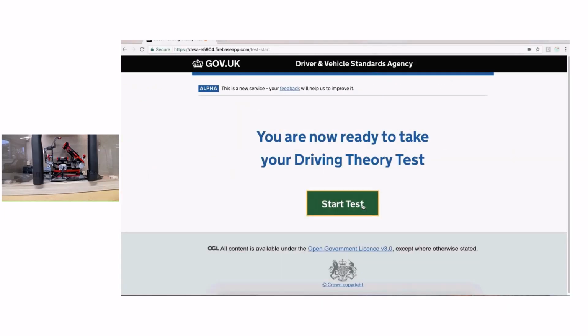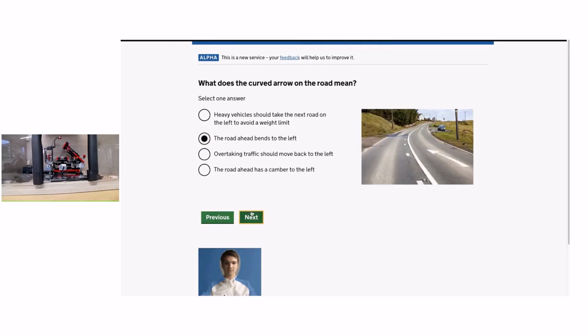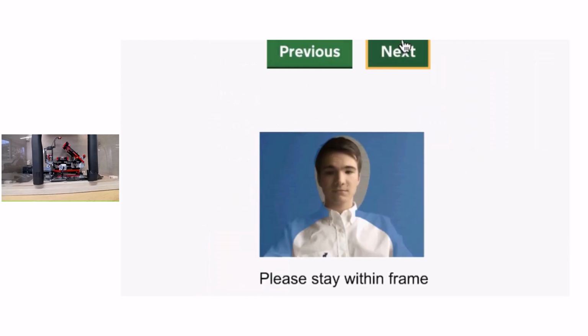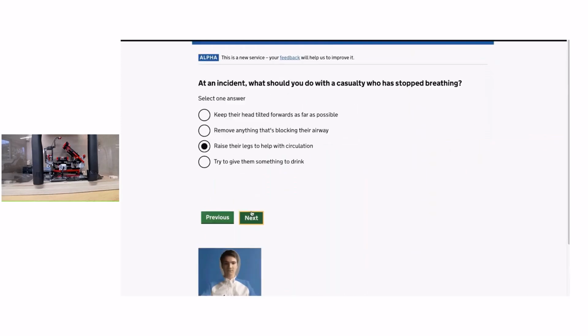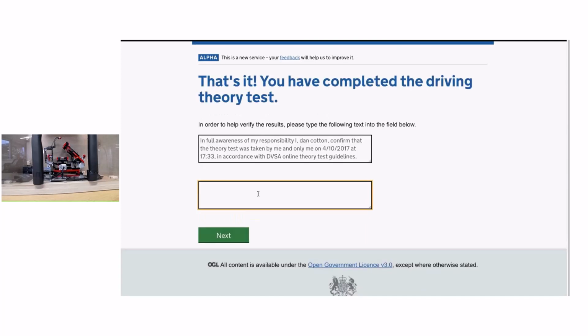Upon starting the test, Dan is taken to a full screen, which when minimised will automatically void the test. As Dan answers the questions, he is being monitored by a range of technologies. These include a live image of Dan displayed at the bottom left of the screen, reminding him that he is being monitored and to ensure he keeps his face within the frame. After completing the test, Dan is asked to fill in the end of test declaration via a keyboard or voice. This completes Dan's authentication.